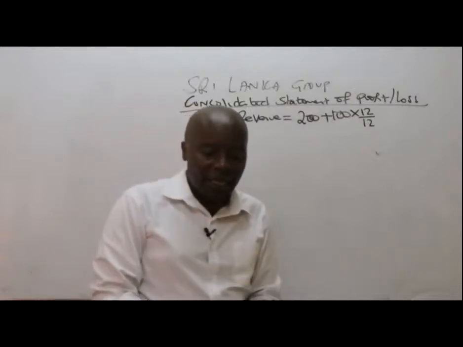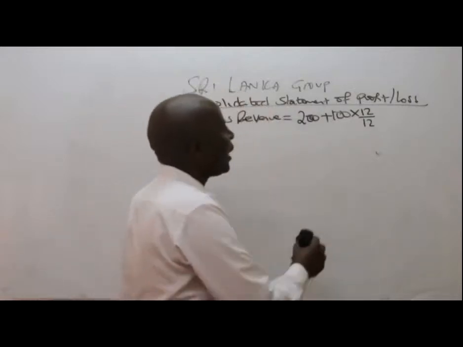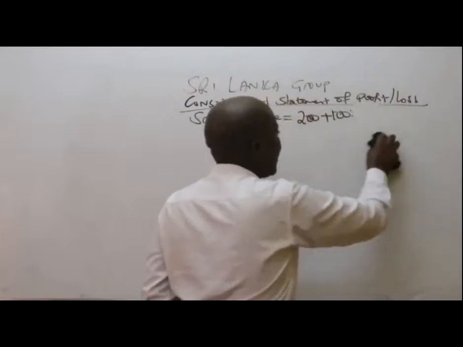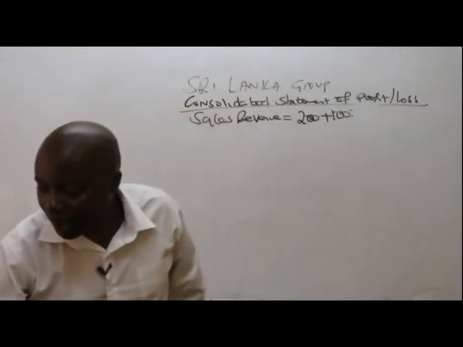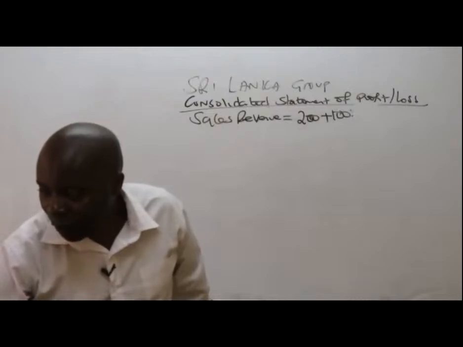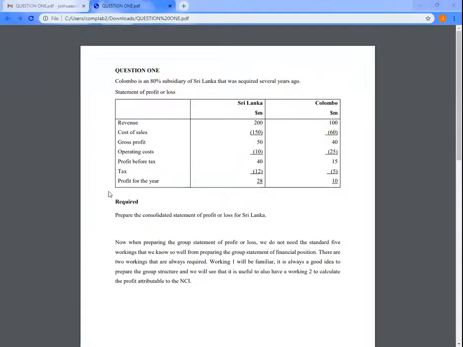So there is nothing like time proration. Leave the time proration outside there. From there, we have the cost of sales. What they want us to do is to consolidate, to put together: we have 150 and 60. And then, of course, we will leave the space for gross profit.